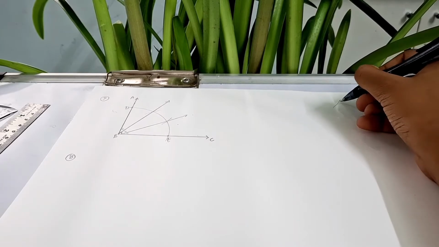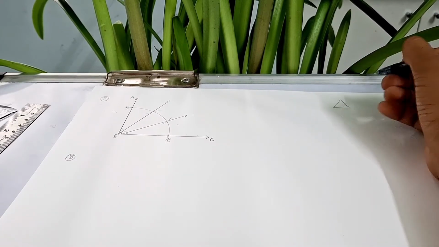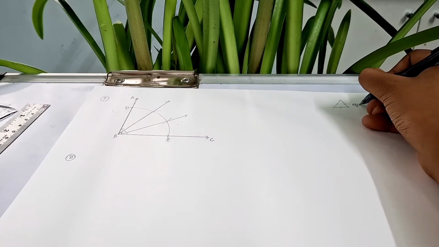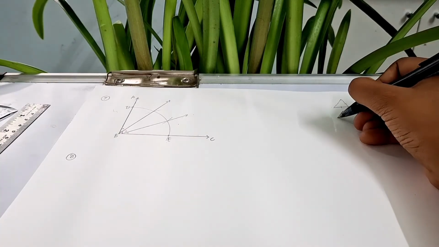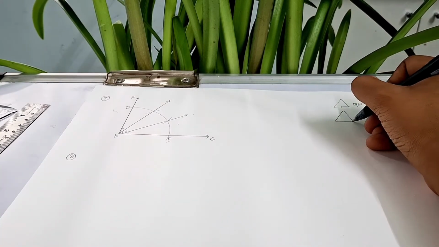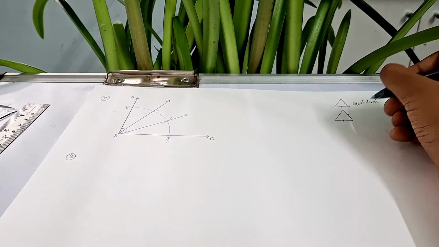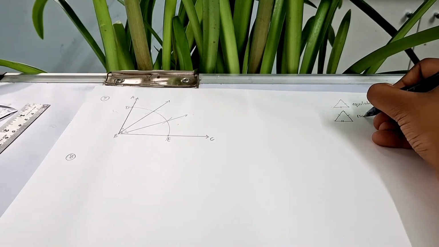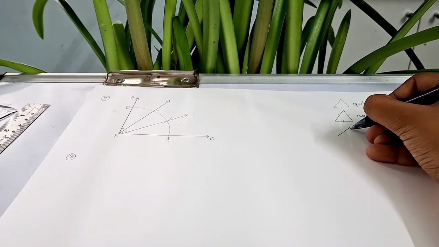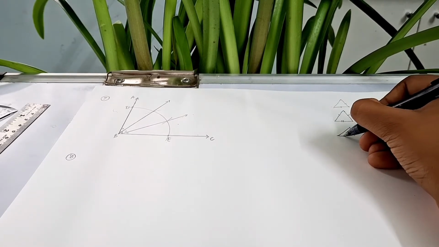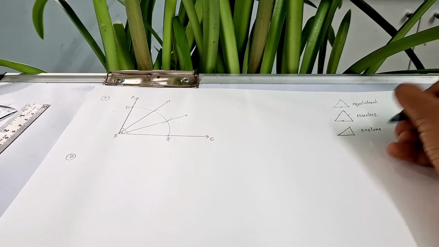There are 3 types of triangles. A triangle whose 3 sides are equal is called an equilateral triangle. A triangle whose two sides are equal but the third side is different is called an isosceles triangle, and a triangle of which all three sides measure differently is called a scalene triangle.